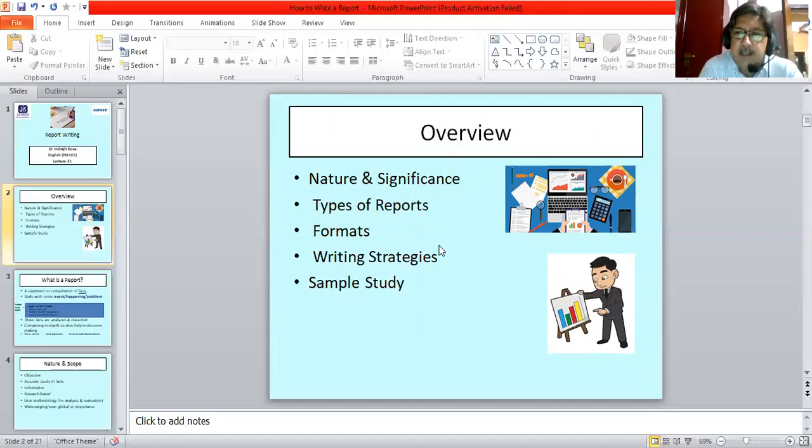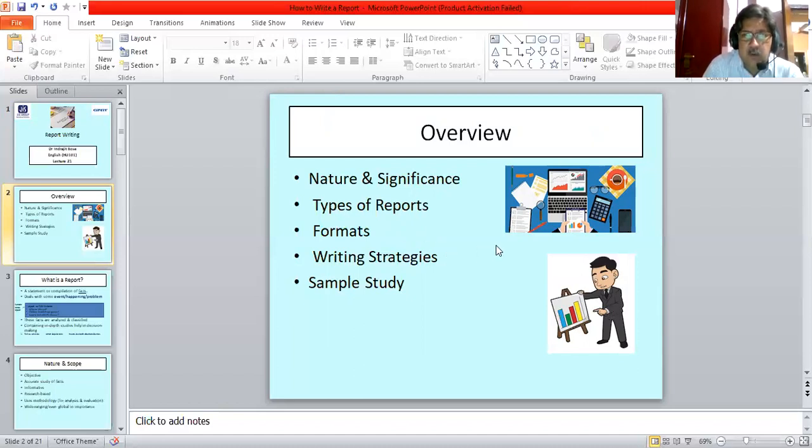Now, what actually goes into the writing of reports? Is it easy or hard to write them? We might think that writing down a longish report is quite a difficult exercise. But is it really so? Let us find out and explore for ourselves and see whether the process of writing the report can be made easy as well as interesting. So let us see. We are going to look at the nature and significance of reports first. Then we shall look at some types of reports and the different formats which are there. And then we shall look at certain writing strategies for the report and take a sample report as an example.